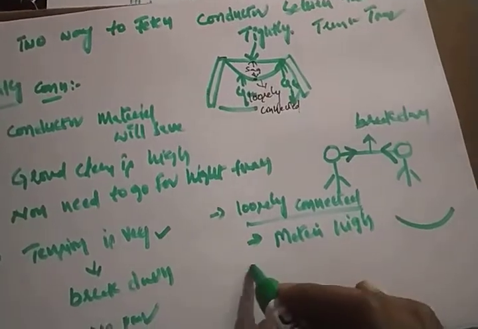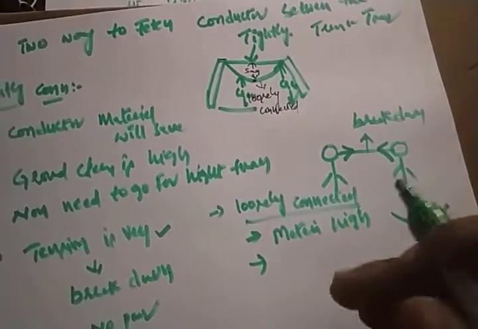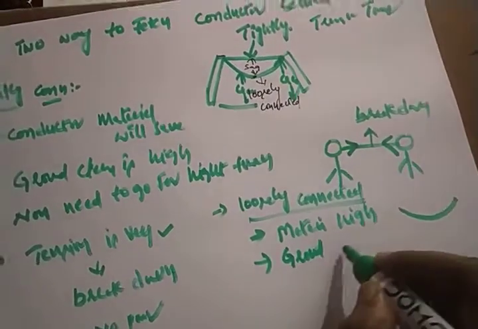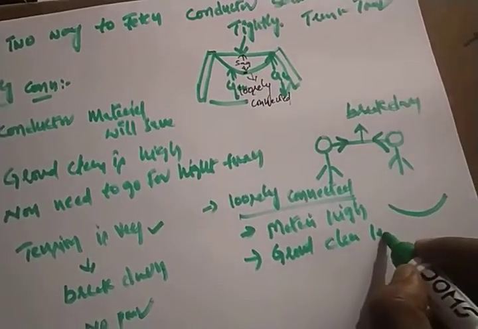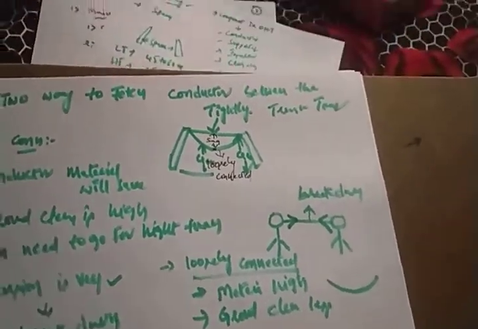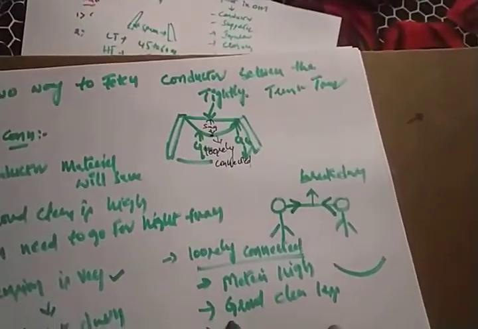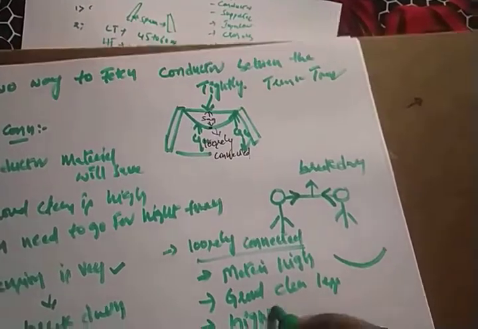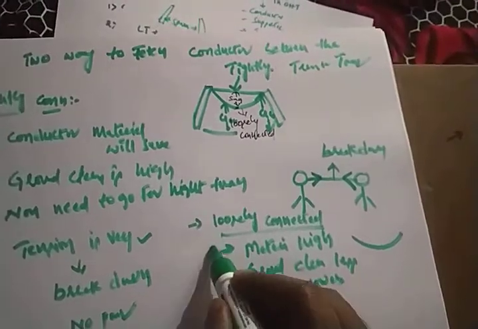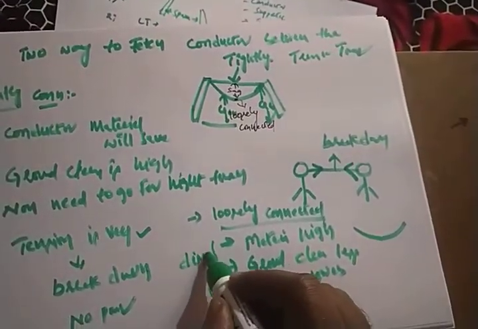right? So we require loosely connected, means what will the tower ground clearance be? Less ground clearance, less, right? So in order to increase the ground clearance, we require high towers, right? High towers you require. So these are disadvantages, right?